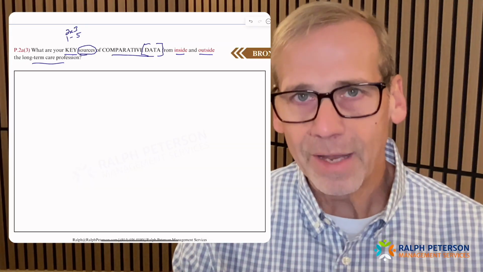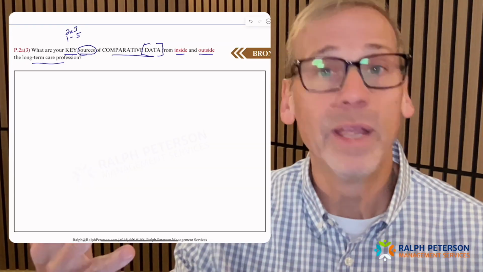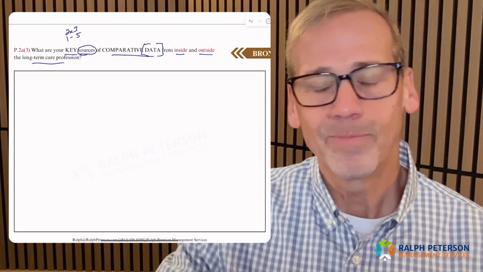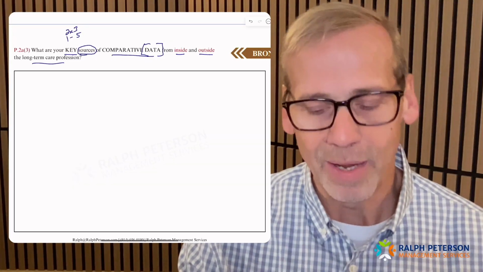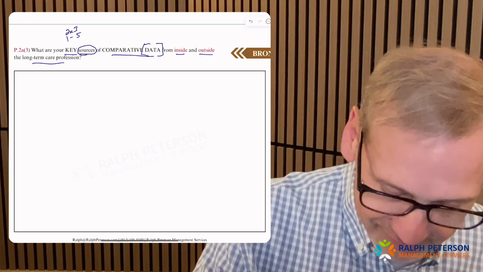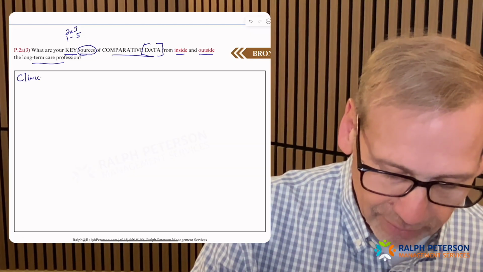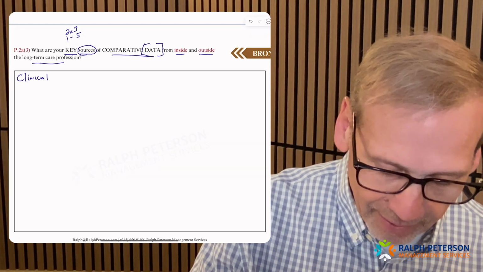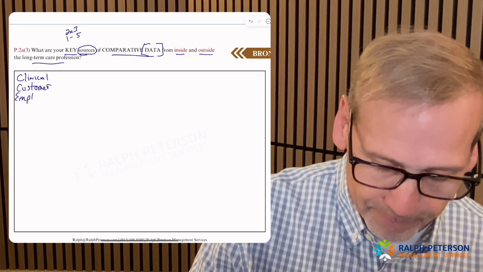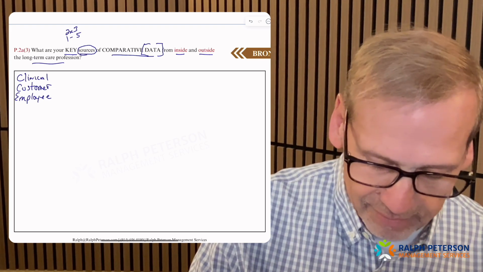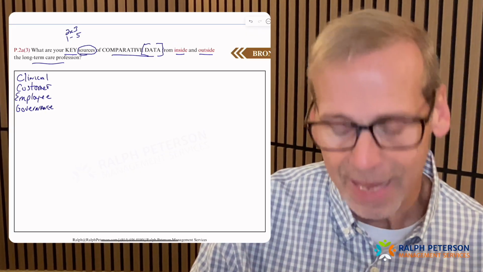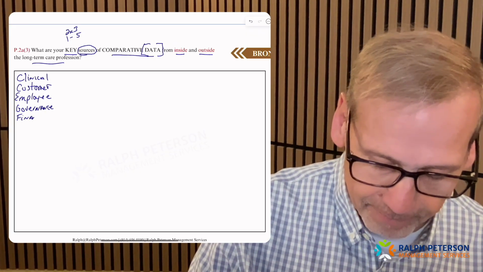The type of data that we're talking about, and then we'll talk about how we use the data. For the Quality Award program, for all of us in long-term care anyway, we can break up the data into 5 buckets. There's clinical data. There is customer data. There's employee data. There's governance data, what we also call leadership data. And then there's financial data.